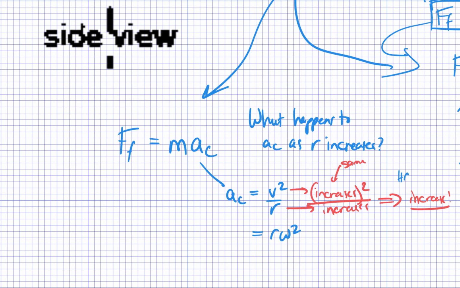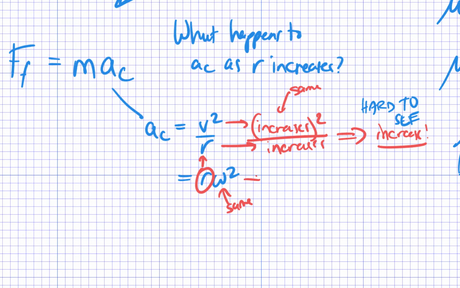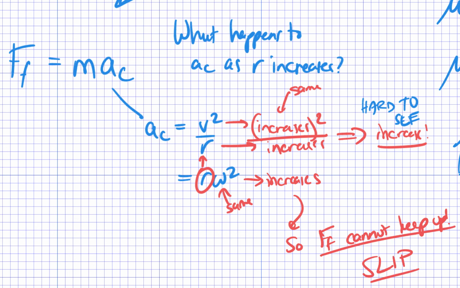So instead, what I would propose is to use R omega squared logically. Because if r increases, the omega stays the same, but the r goes up, which means the total acceleration is increasing. And if the total acceleration is increasing, then we would need more friction in order to make it happen. Friction is not going to be able to increase. It is at its max, whatever that might be. So therefore, it's going to eventually slip off if you move it further out.